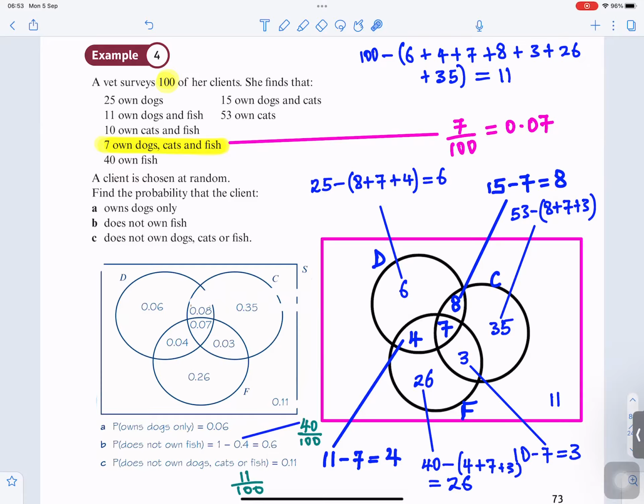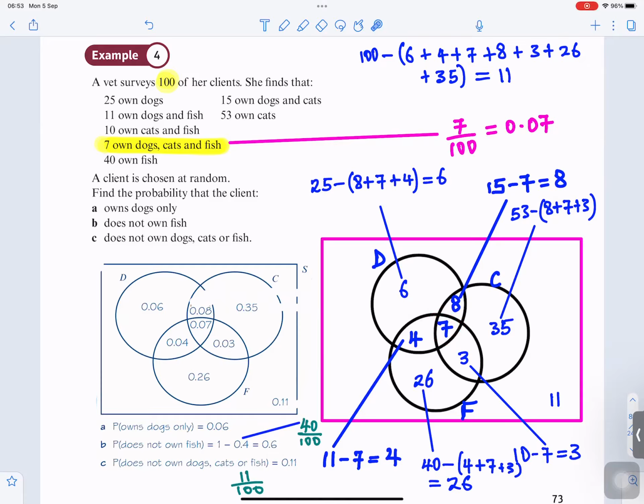So to do this type of question, I will start by using the numbers. I've drawn it in the pink diagram there, using the numbers up to 100 before we change it to decimals. So there's 100. Always start in the middle. What number goes in the middle? And I've colored it there in yellow. There are 7 who own dogs, cats, and fish. 7 goes in the middle.